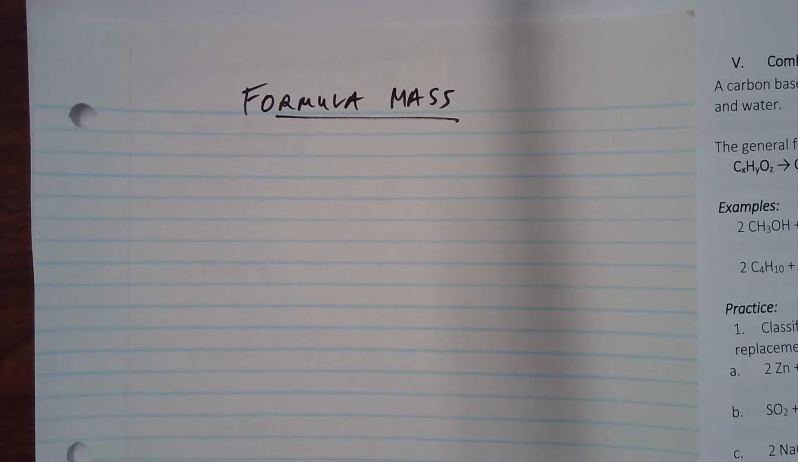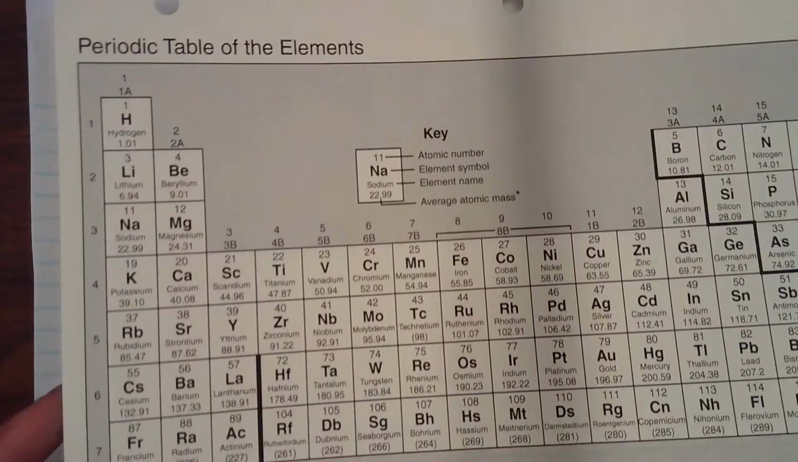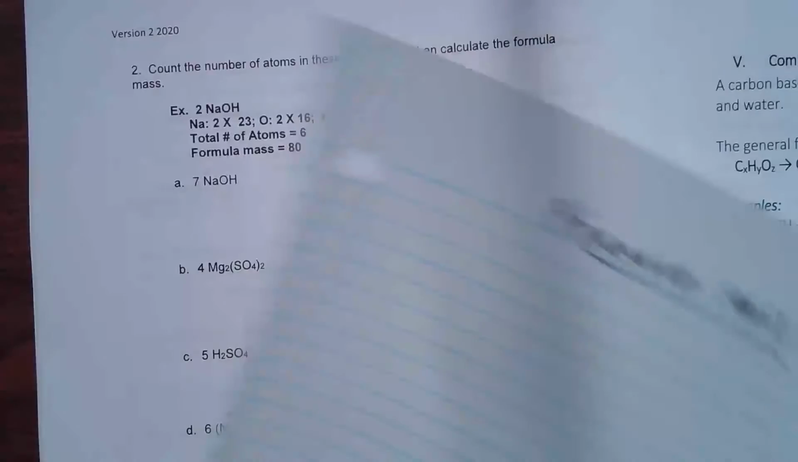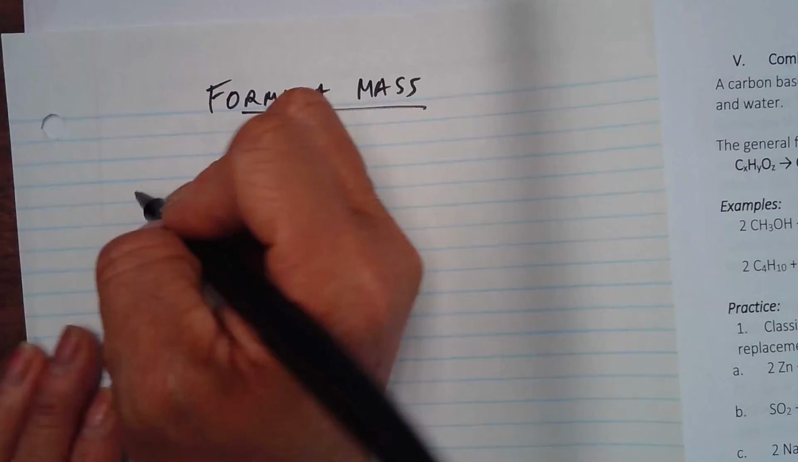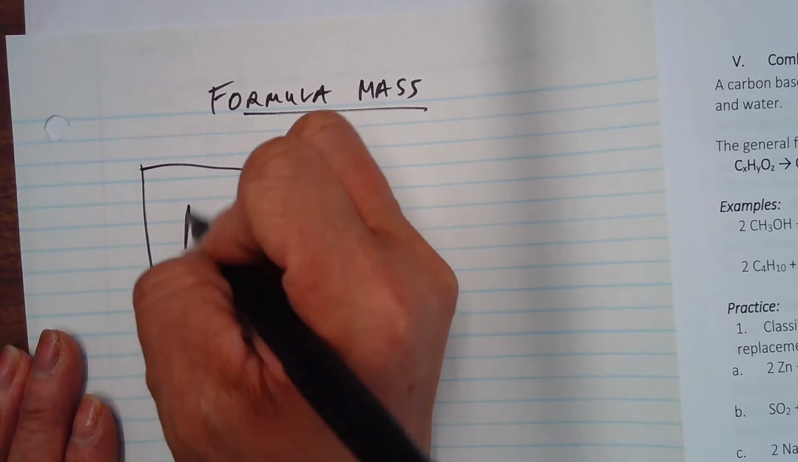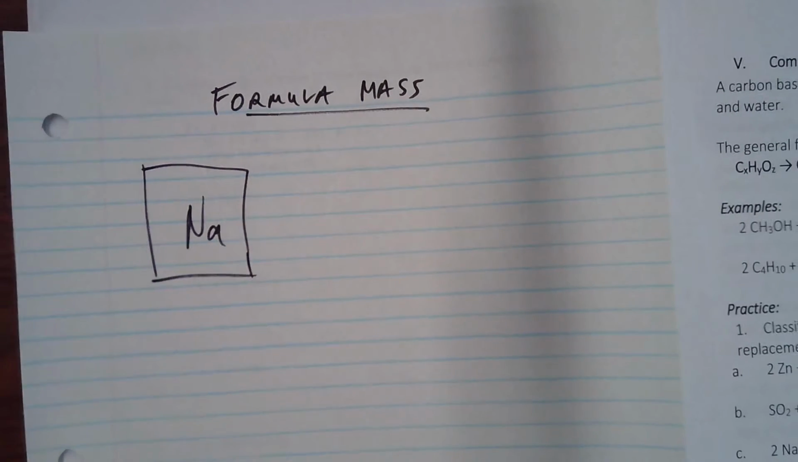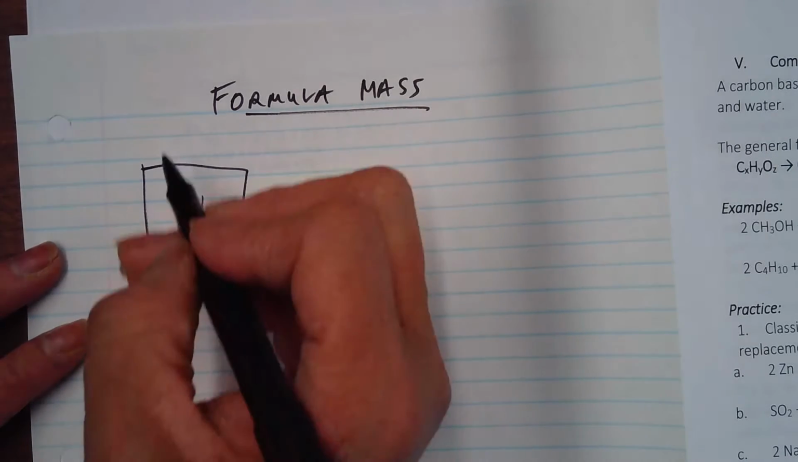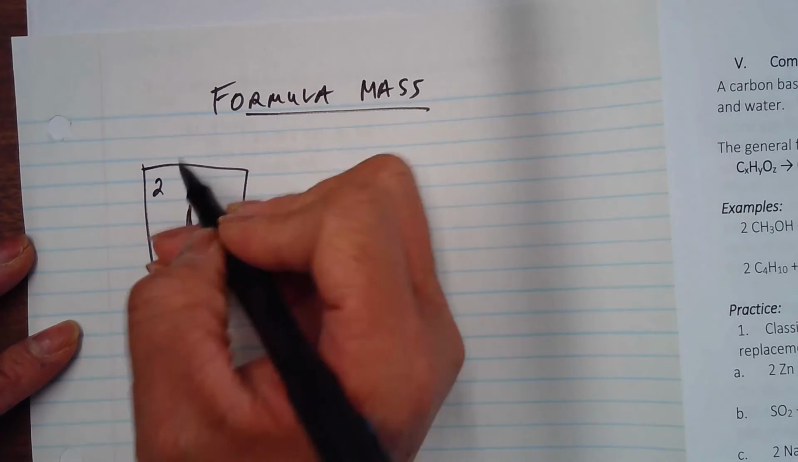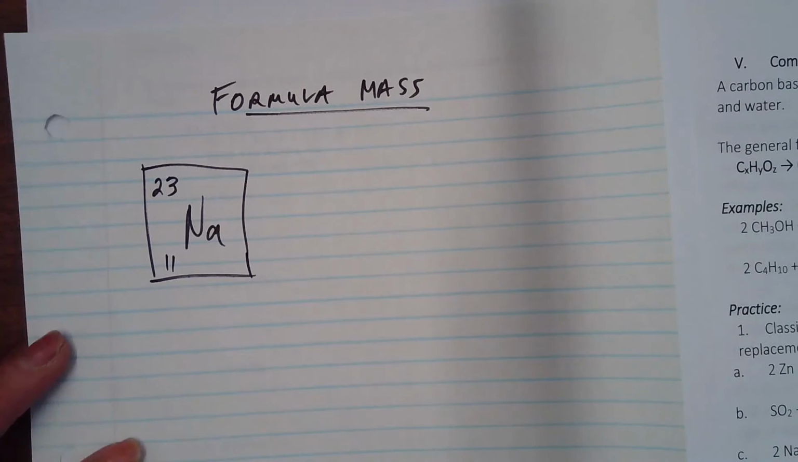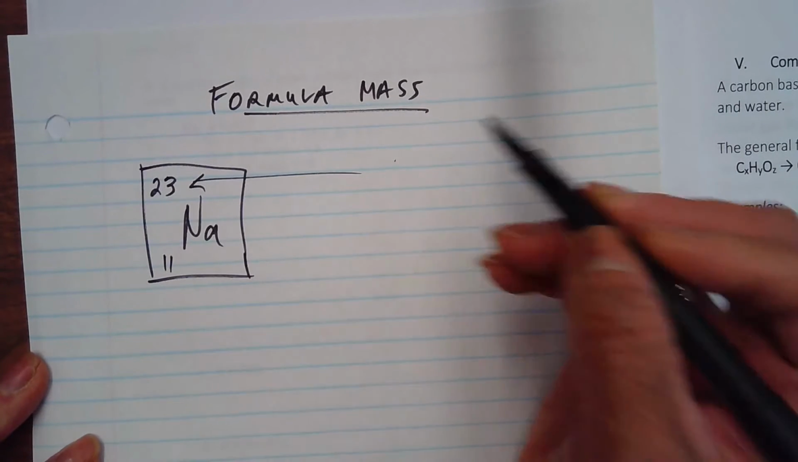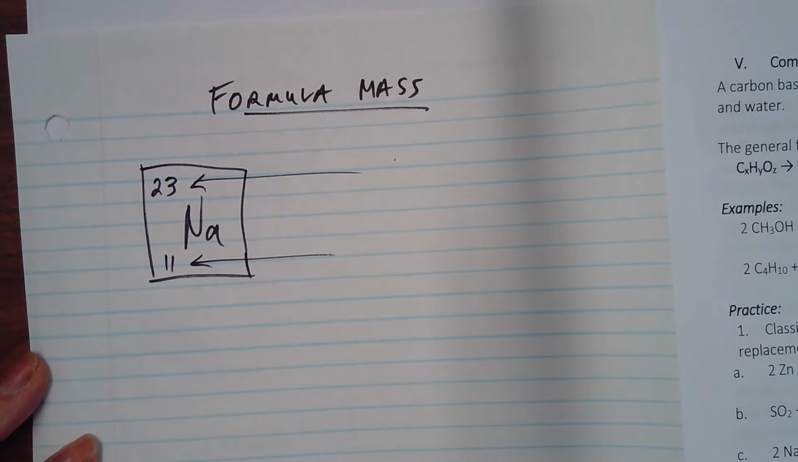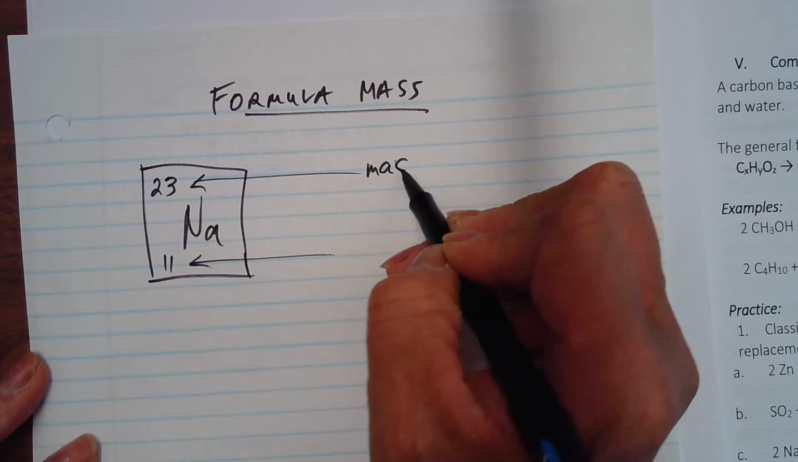So you have your periodic table handy. All right, we have a periodic table handy. So let's take a look at what is formula mass. Again, on your periodic table, I'm gonna use my favorite example, sodium. Okay, what do we call that larger number? And what do we call the small number? This is the mass number.